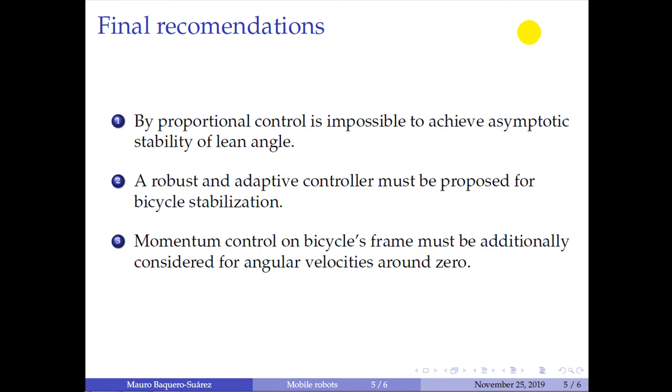Third, when forward velocity is around zero, the bicycle behavior is similar to an inverted pendulum and it is impossible to stabilize the system with the steering angle only. Then a momentum control on the bicycle's frame would be implemented.